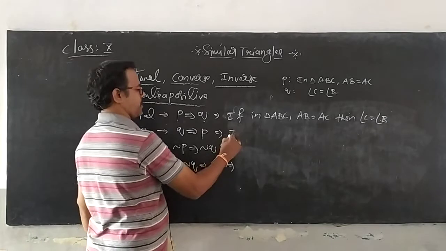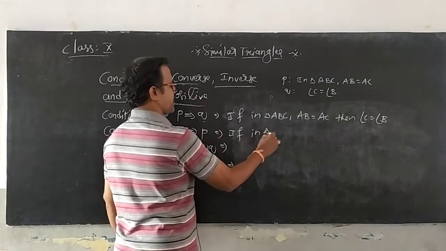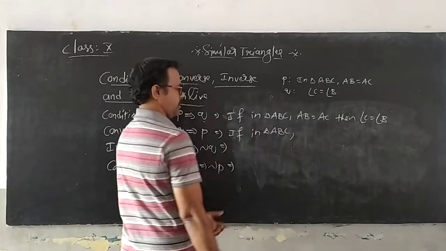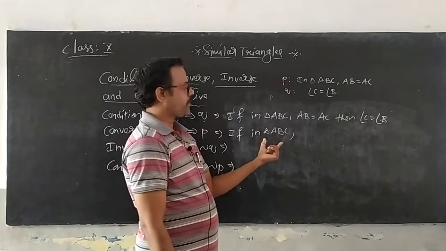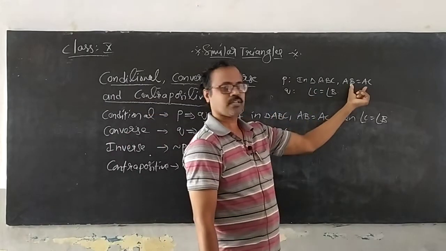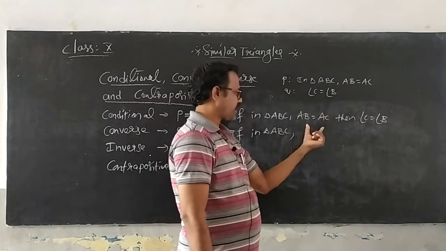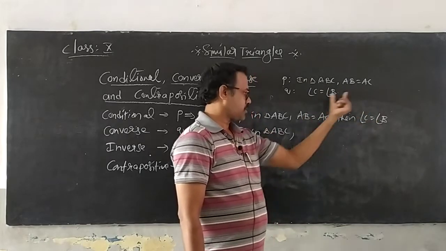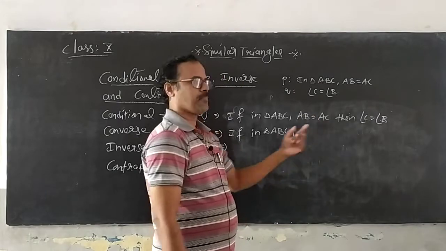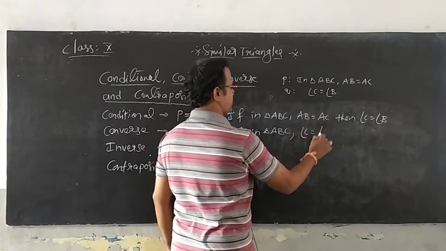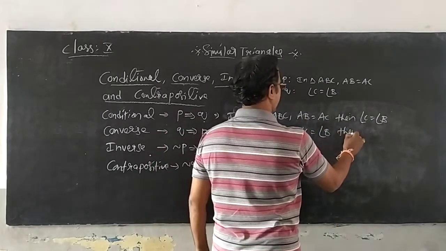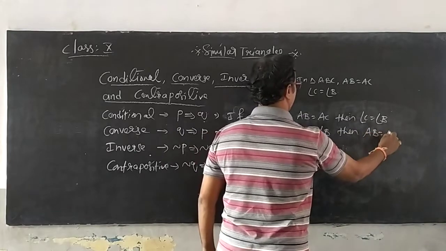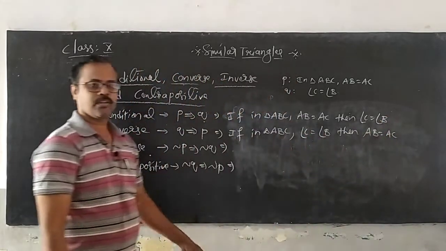Very good. If in triangle ABC... What is the main concept of P? That is AB is equal to AC. So you have to transpose AB is equal to AC into the conclusion and this conclusion into the hypothesis. Angle C is equal to angle B, then you write AB is equal to AC. Can you tell me the inverse?